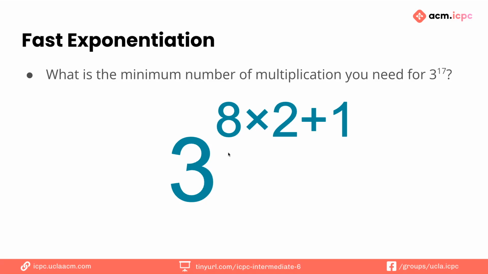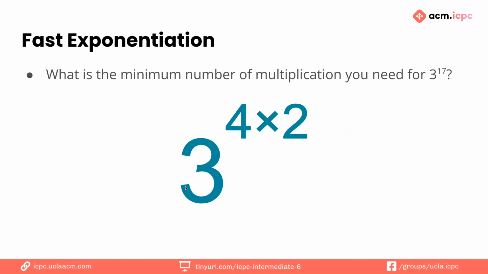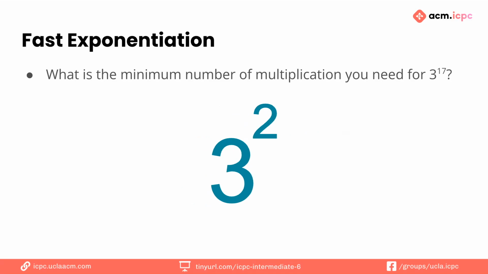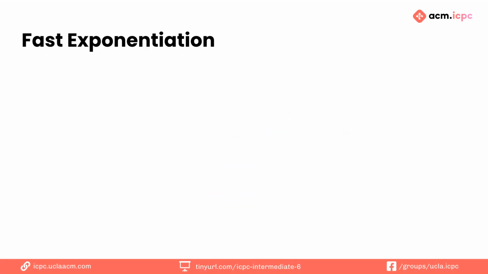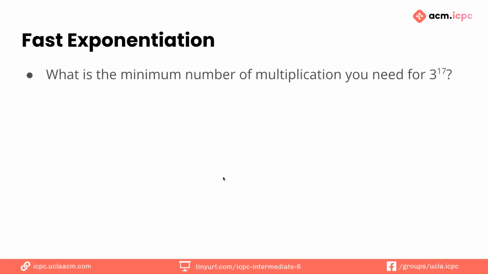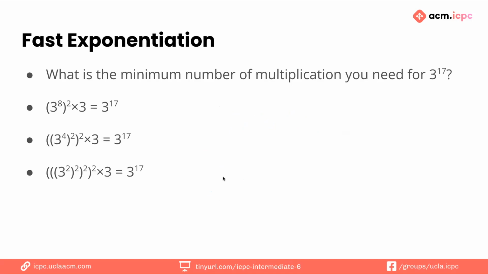Then we only need to consider how to calculate 3 to the 8th power. And we know that 8 equals 4 times 2. So here's another multiplication. And then we consider how to get 3 to the 4th power, which is 3 squared, squared. So in conclusion, we have this, and there are only 1, 2, 3, 4, 5 multiplications.